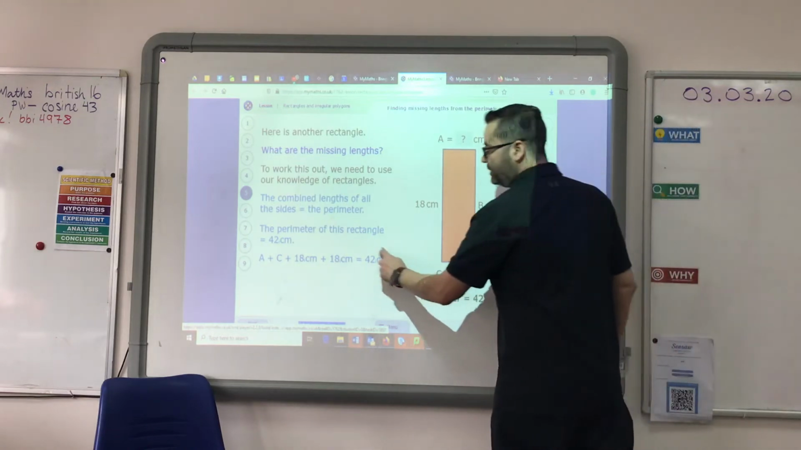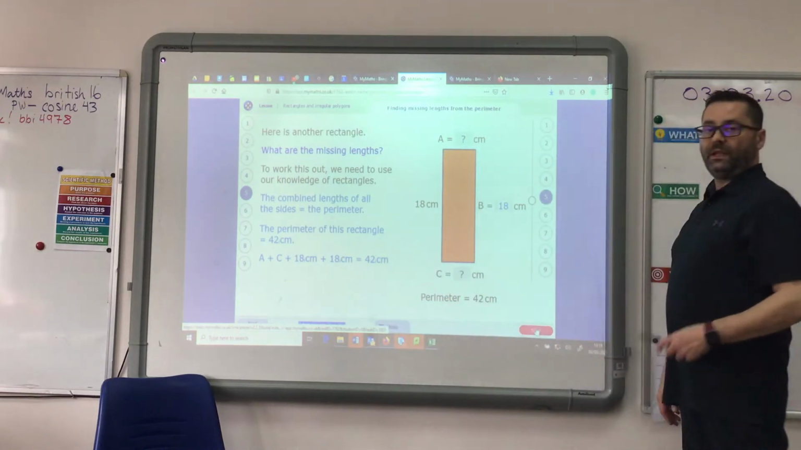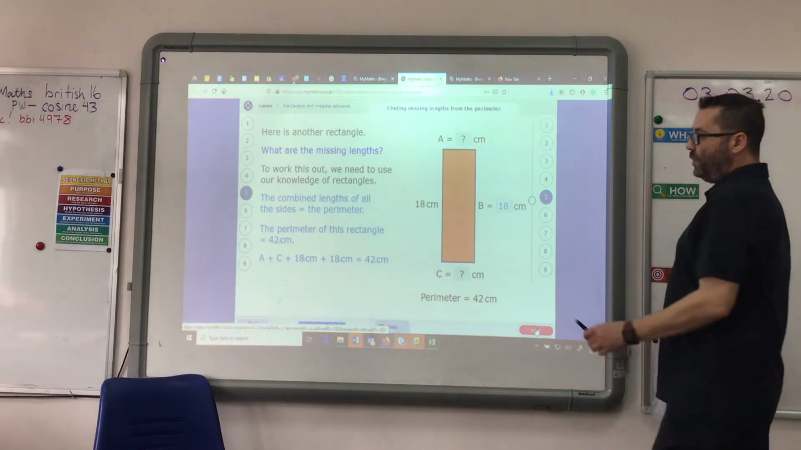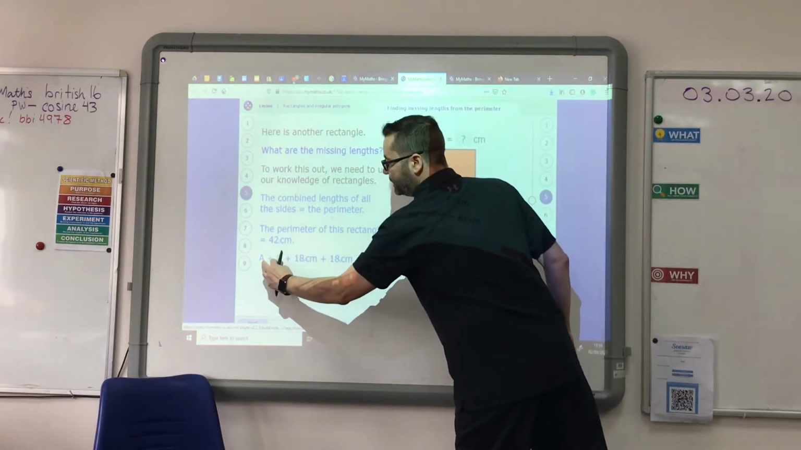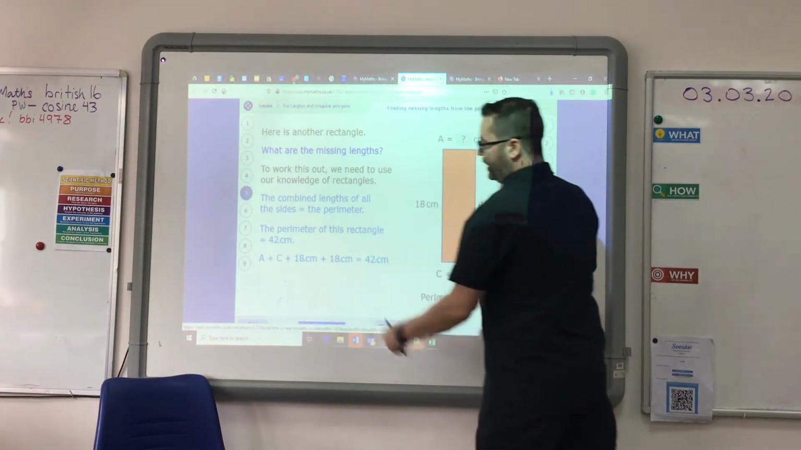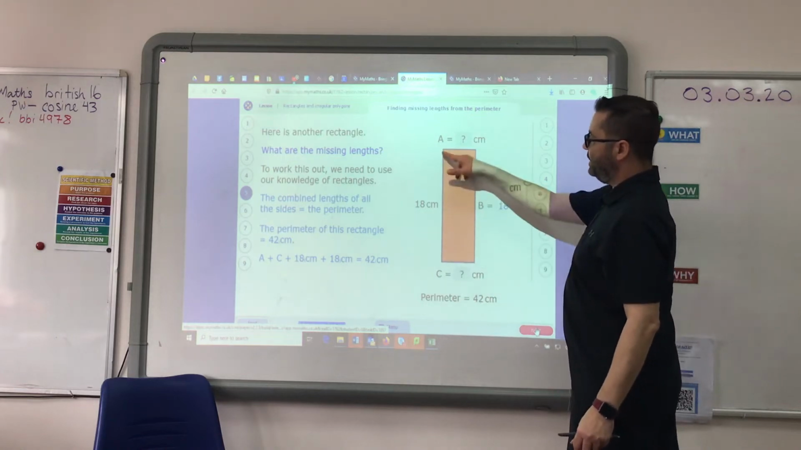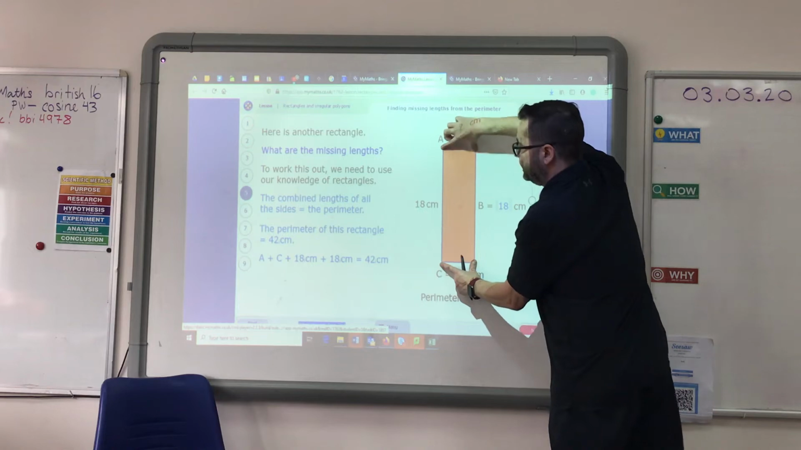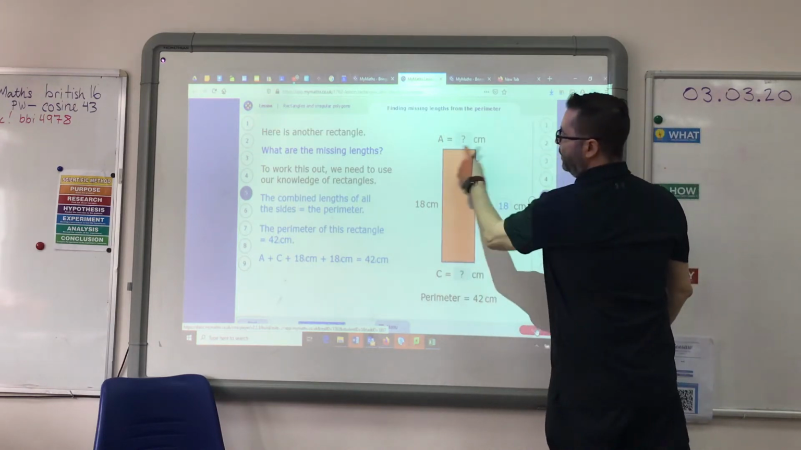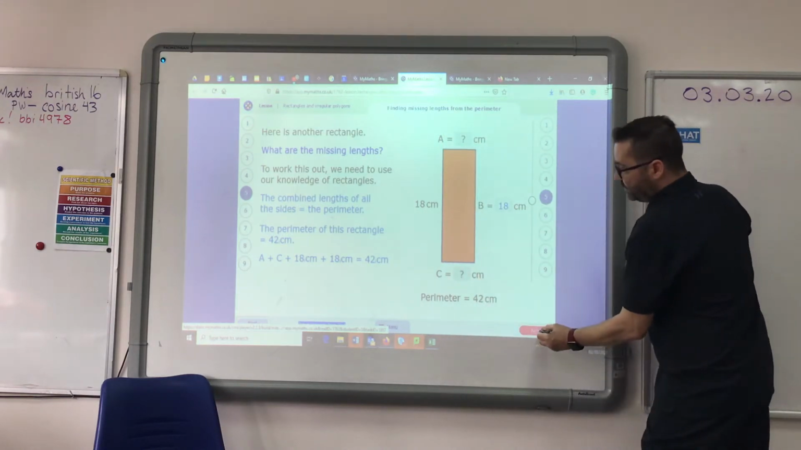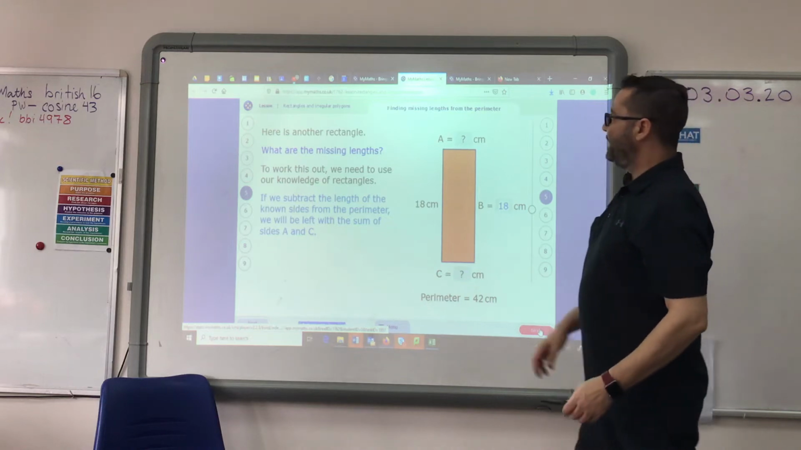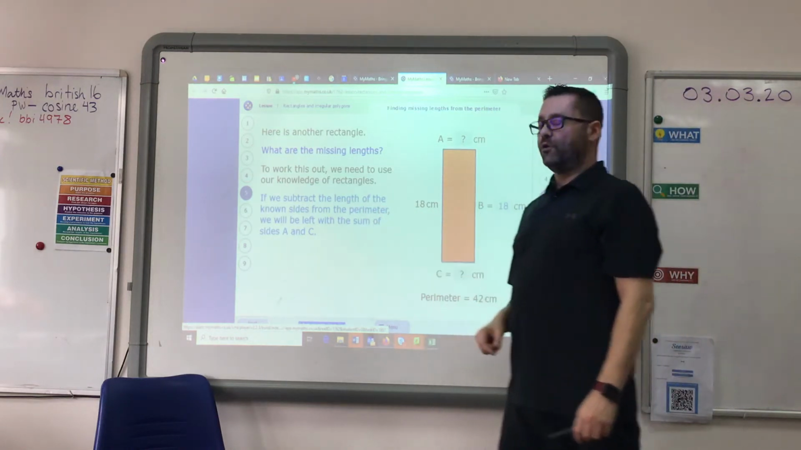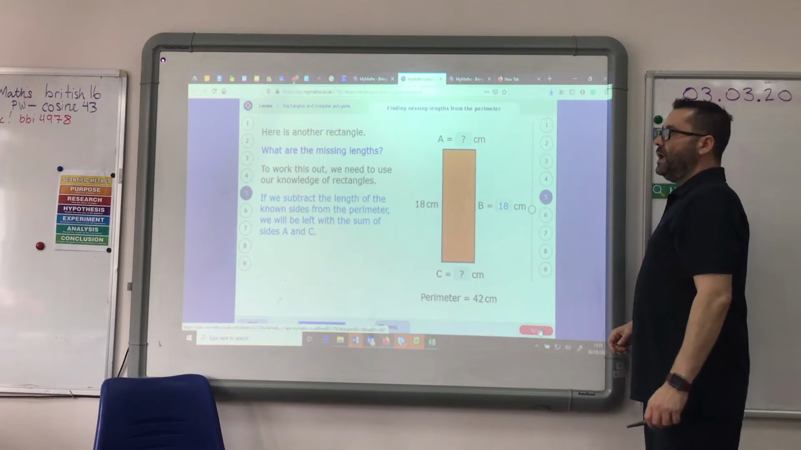Well, like I said, we can reverse engineer. We can find the missing lengths of A and C together because we know that this is 18 and this is 18. We're just missing these two. And we know that these lengths are the same. But we know all the way around is 42 centimeters. So we can work it out. We can subtract the length of the known sides from the perimeter, and we will be left with the total, or the sum, of A and C.